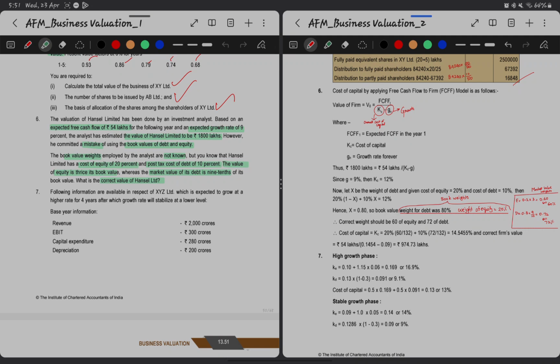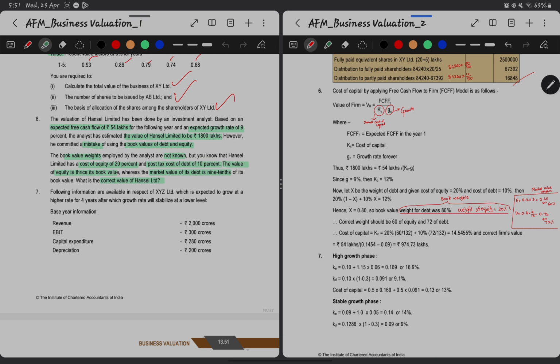Practical question 6. The valuation of Answer Limited has been done by an investment analyst based on an expected free cash flow of 54 lakhs for the following year and an expected growth rate of 9%. The analyst has estimated the value of Answer Limited to be 1800 lakhs. However, he committed a mistake of using the book values of debt and equity.